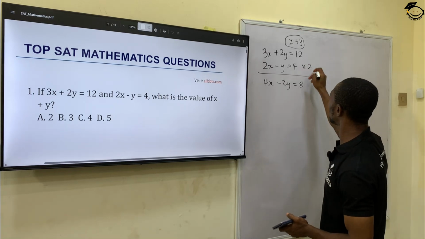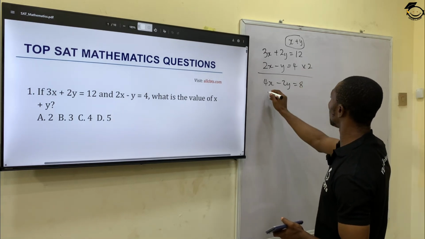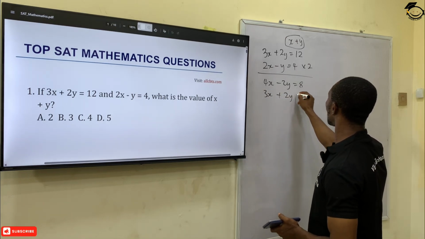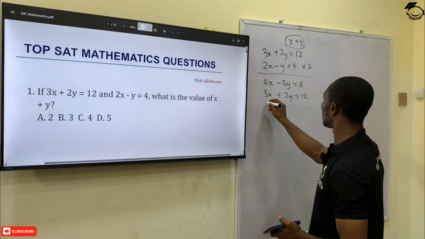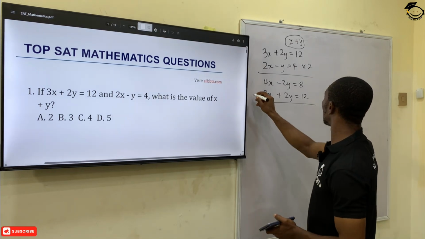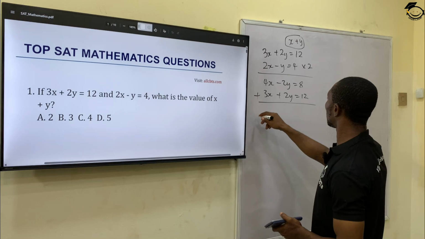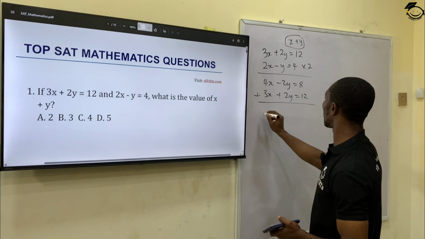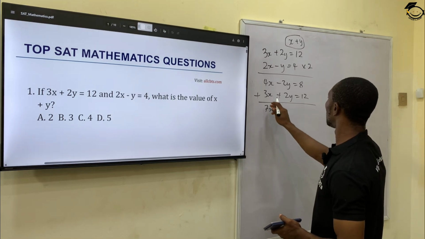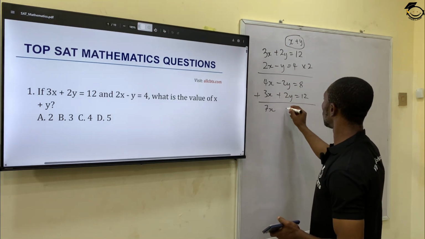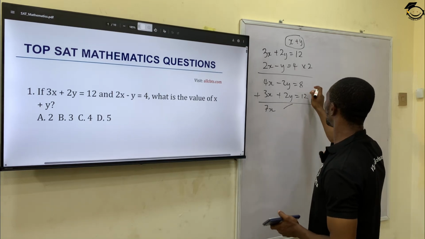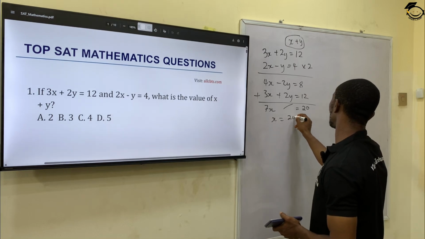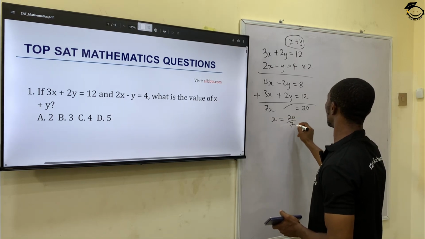So adding this equation to 3x plus 2y equals 12, this will give us 4 plus 3, which is 7x; minus 2y plus 2y will cancel out; 8 plus 12 will give us 20. So our x equals 20 over 7.